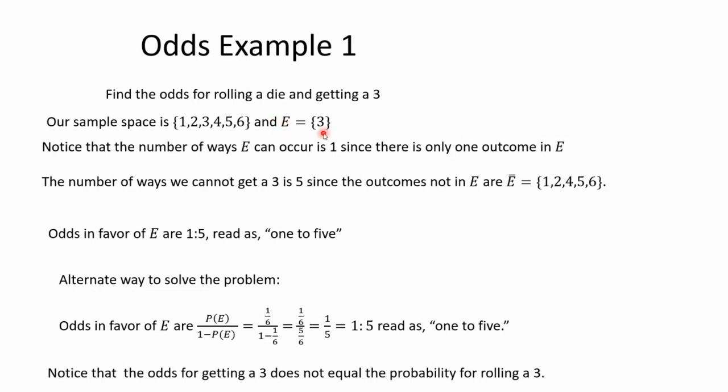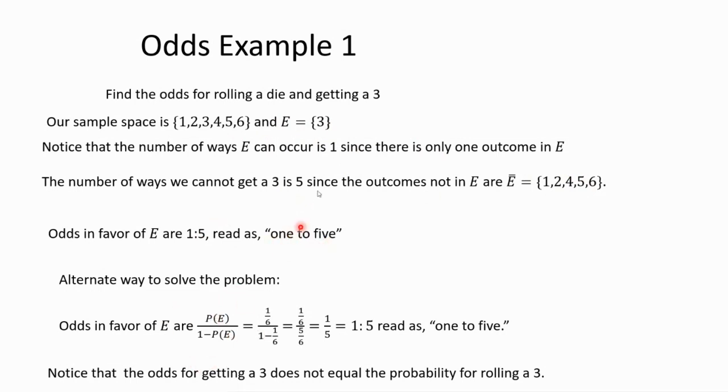Now, how many ways can E not occur? Well, that's 5, because there are 5 outcomes not in E. In other words, the complement of E is the other outcomes besides rolling a 3. So in this case, the odds in favor of E, the event of rolling the die and getting a 3, are 1 to 5. So we just use the definition directly.